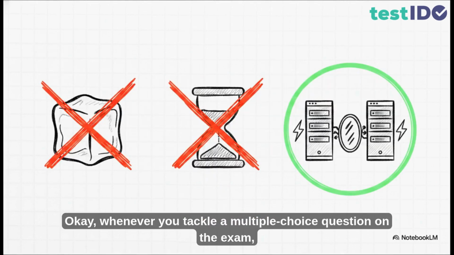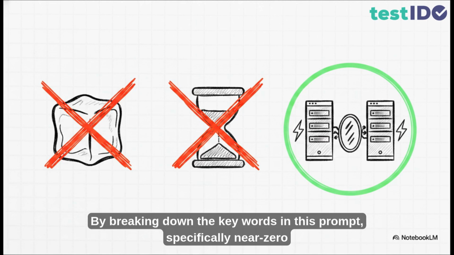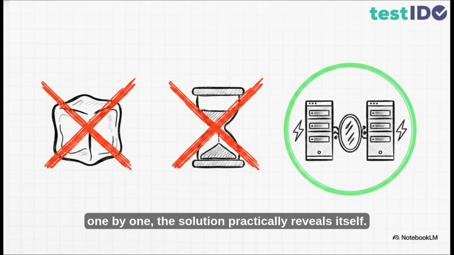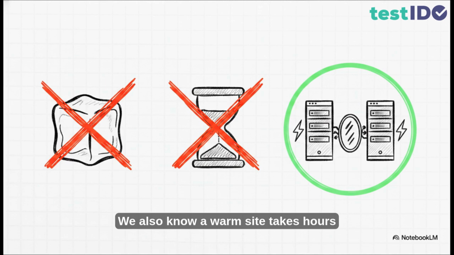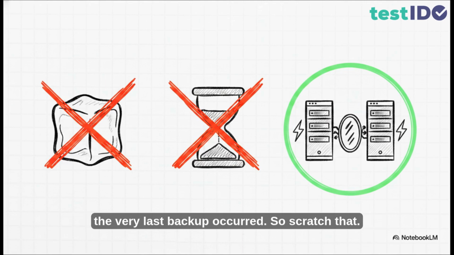Okay, whenever you tackle a multiple choice question on the exam, you always want to hunt for the qualifiers. By breaking down the keywords in this prompt, specifically near zero downtime and zero data loss, and eliminating the wrong answers one by one, the solution practically reveals itself. We just learned that a cold site takes weeks to set up, so that completely violates near zero downtime, right? We also know a warm site takes hours or days and relies on past backups, which means there will be at least some data lost since the very last backup occurred. So scratch that, B is out.